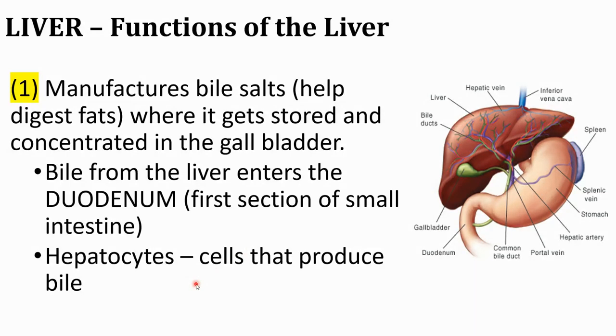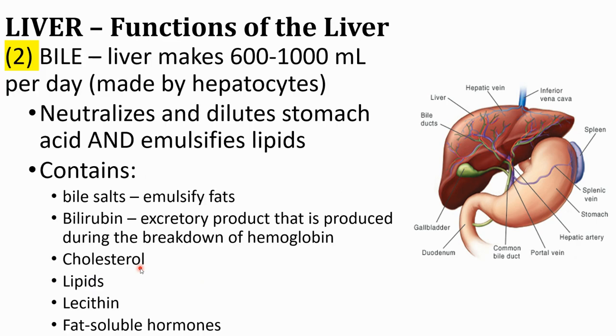Liver cells that produce bile are called hepatocytes. Hepato means liver, cyte means cell. So if you think about it, that kind of makes sense. Another function of the liver, yes, it does make bile. It makes about 600 to 1,000 milliliters a day, made by those hepatocytes. The job of the bile is to neutralize and dilute that stomach acid and emulsify those lipids.